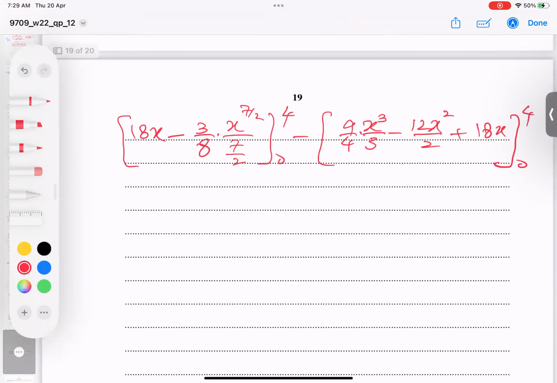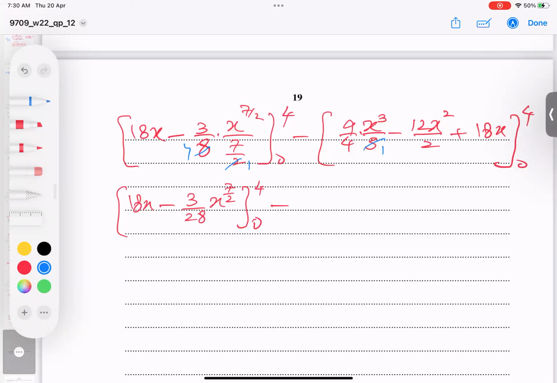Now, what happens? This 2 will flip up. So the best idea is to cancel, flip up. Two ones are 2, two fours are... so 7 fours are 28. So 3 by 28 x to the power 7 over 2. The question becomes easy in this way.